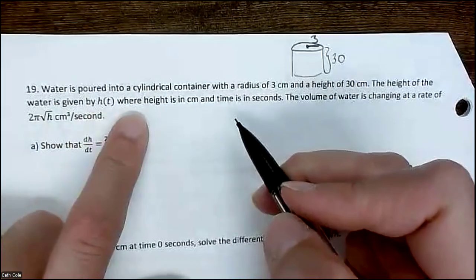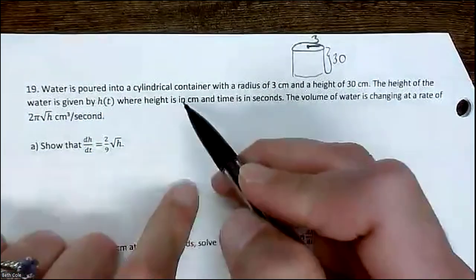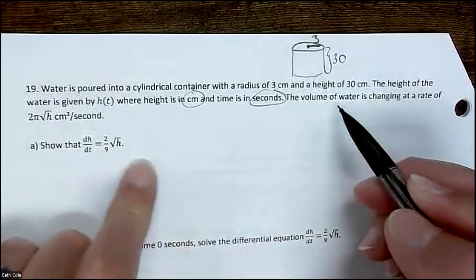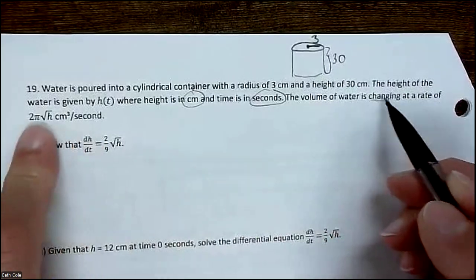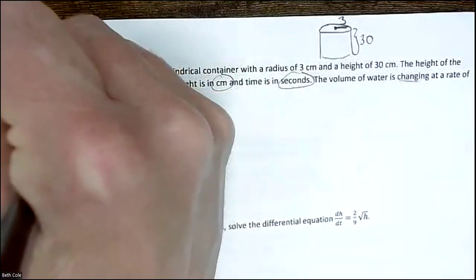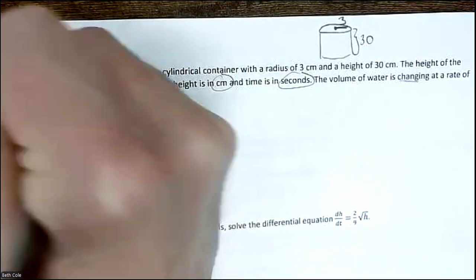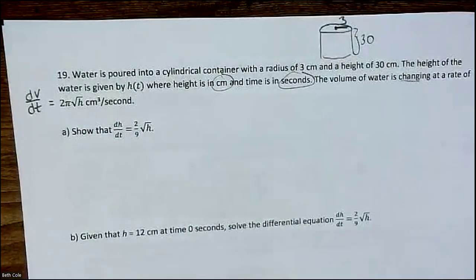All right. The height of the water is given by h of t, which I guess we don't have. We have centimeters and we have seconds. Volume is changing. So what is this then? If it's how the volume is changing, what would we label that as? Good job. dV dt. And it's positive because we are filling up with water.